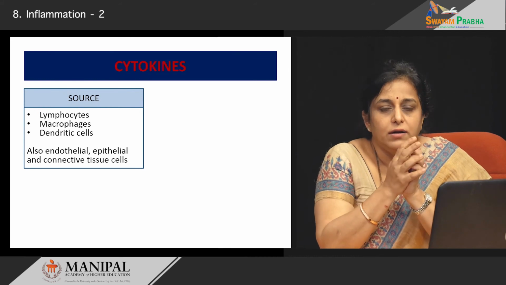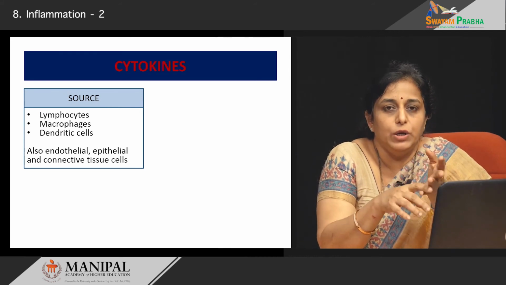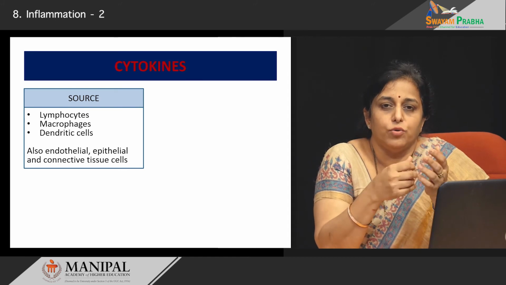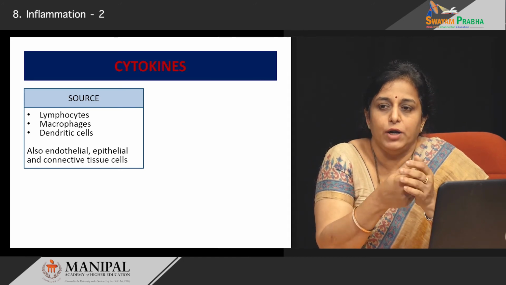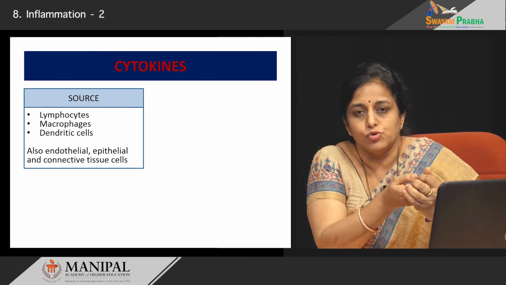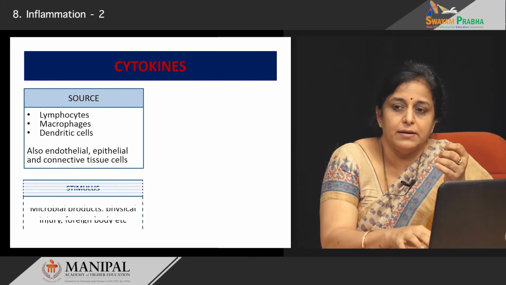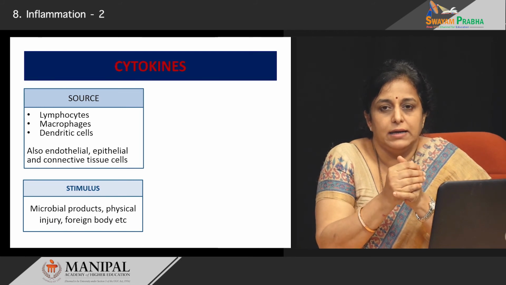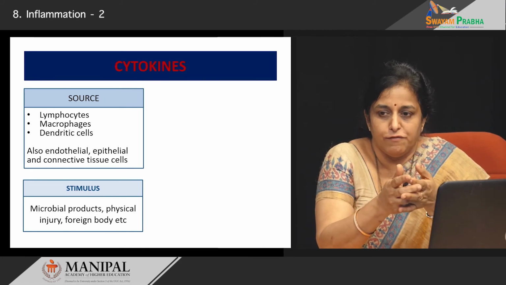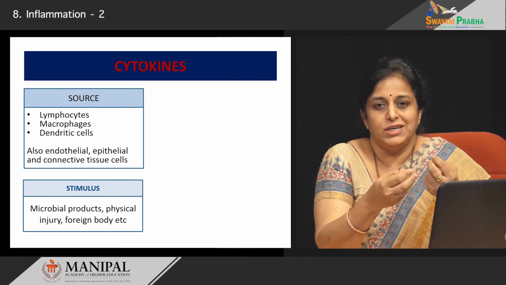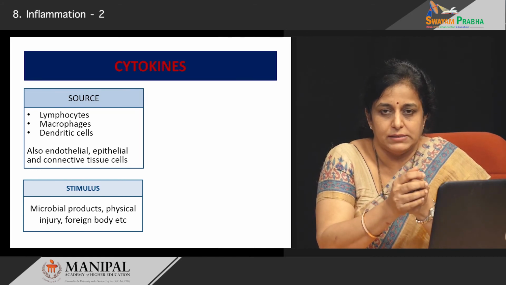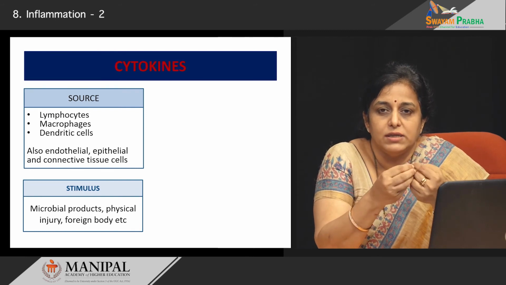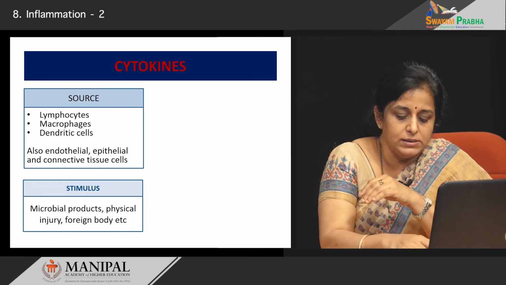Now, as we learned, the source of cytokines could be lymphocytes, macrophages, dendritic cells, while to some extent it is also produced by endothelial cells, the connective tissue cells and the epithelial cells. And what causes release of cytokines by these cells? It is the microbial products itself, or when you have a tissue injury releasing certain substances, or a foreign body. These act as a stimulus causing these various cells to release cytokines.